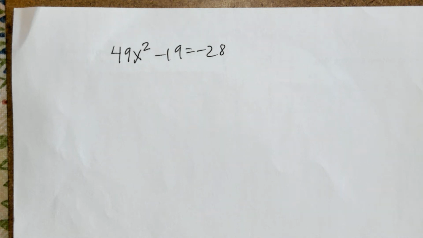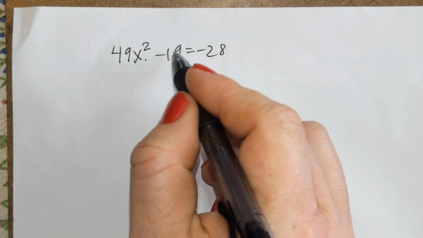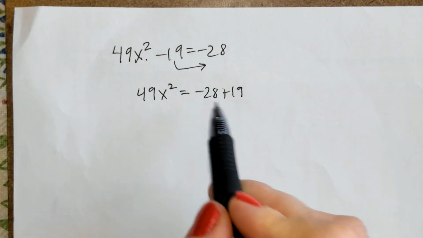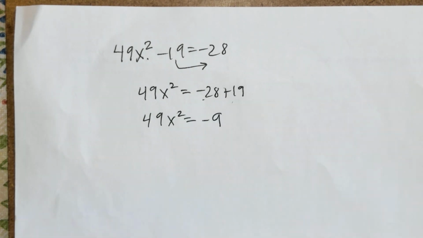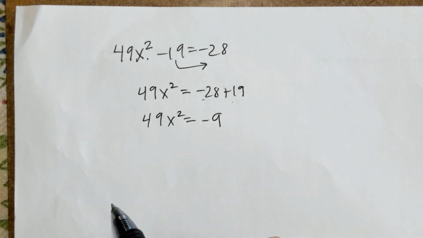Online learning. This is the first review for Unit 3, and this is problem number 8. I'm going to isolate the x squared. So I'm going to start by moving this 19 to the opposite side by adding. Because they have different signs, I'm going to subtract and keep the sign of the larger number. And now to isolate the x squared, I'm going to divide by 49.